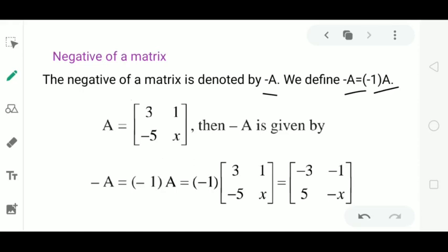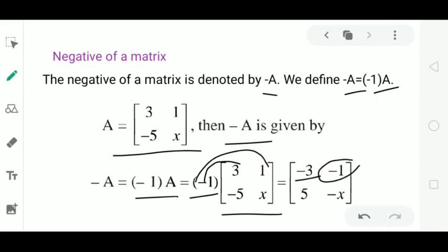Consider the example A having the elements 3, 1, minus 5, 6. Then minus A is given by minus 1 into A. That is, we multiply minus 1 to each element of A. Minus 1 into 3 is minus 3. Minus 1 into 1 is minus 1. Minus 1 into minus 5 is plus 5. Minus 1 into 6 is minus 6.